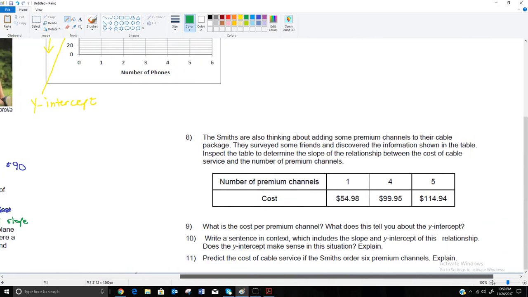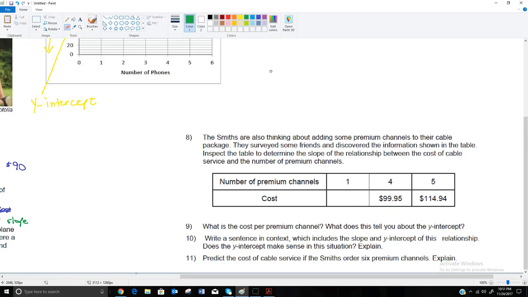So now it says that the Smiths are thinking about adding some premium channels to their cable package. They surveyed some friends and discovered the information shown in the table, and we're going to inspect the table to determine the relationship between the cost of cable and the number of premium channels. And again, I'm going to cheat just a little bit here. I don't like that they use these weird numbers. You might run into this in your homework, but on an exam or something, I'm not going to give you these unusual numbers. So I'm just going to round that.